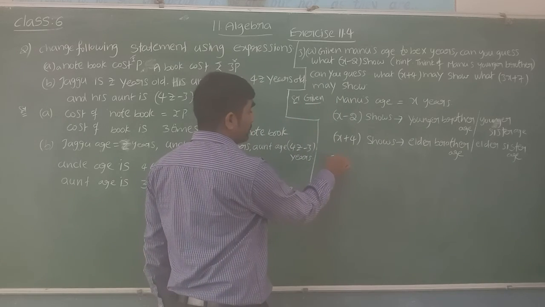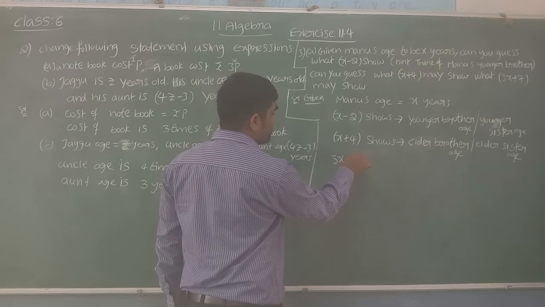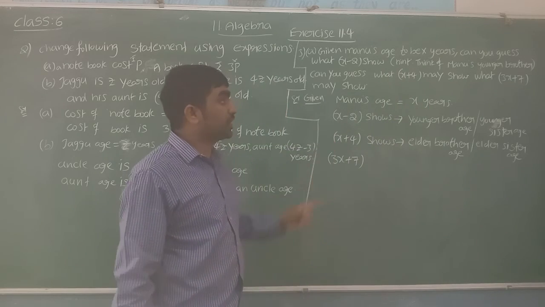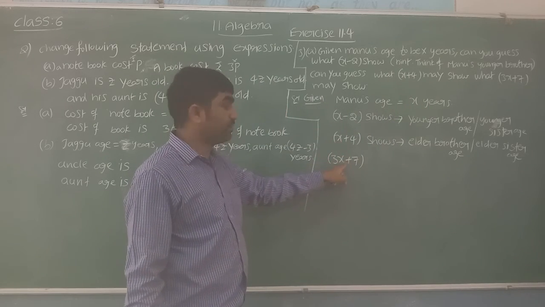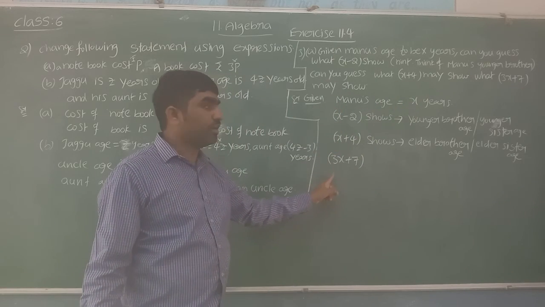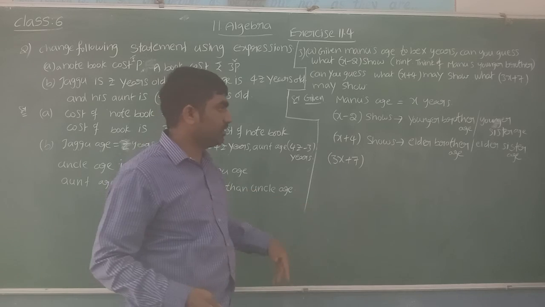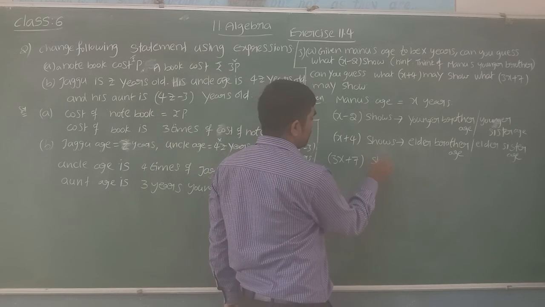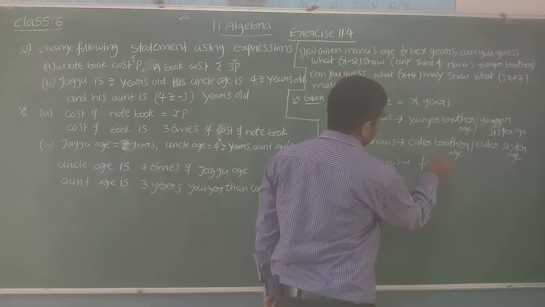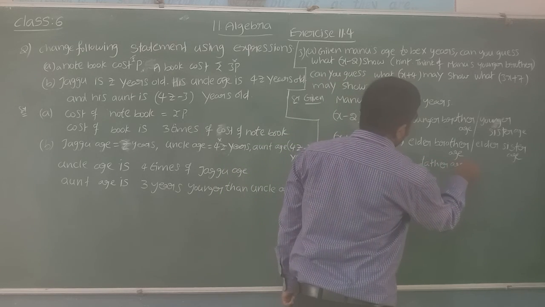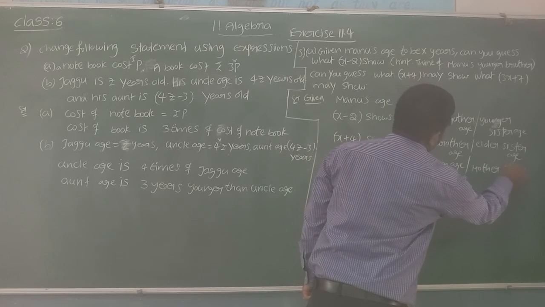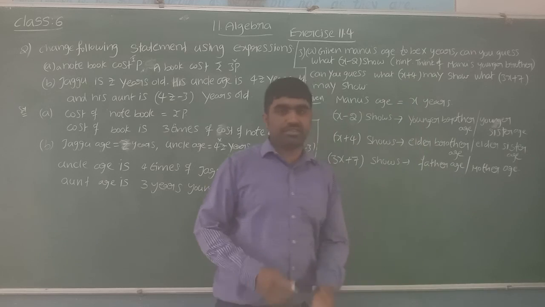3x plus 7 is 3 times Manu's age and 7 years more. I took x equal to, suppose Manu's age is 20 years: 3 into 20 is 60, plus 7 is 67 years. The gap will be more and more. So there is no possibility for a brother or sister's age. It may be father's age or mother's age.